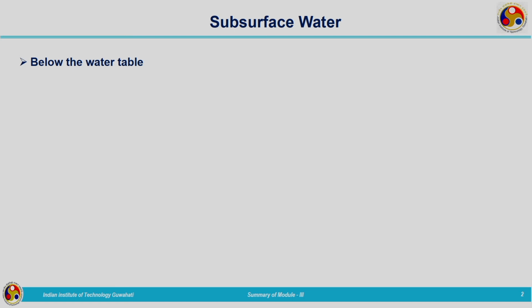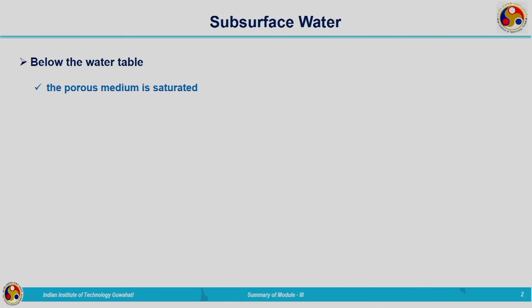Subsurface water, in the beginning itself I explained that we are discussing the water which is present beneath the ground surface. Beneath the ground surface, we have two different zones: one is the unsaturated zone and the other is the saturated zone. There is a clear boundary differentiating between them, that is the groundwater table. Below the groundwater table we have the saturated zone and above that we have the unsaturated zone.